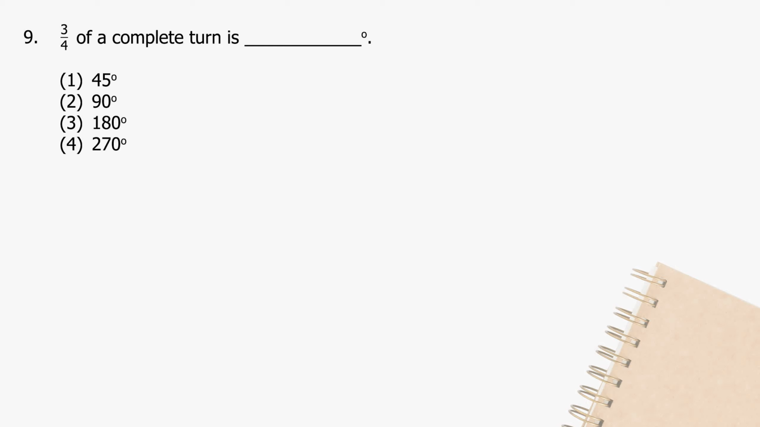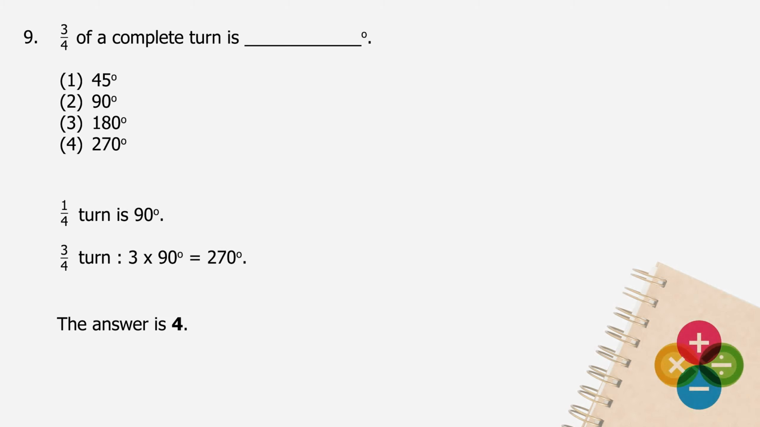Question 9. 3/4 of a complete turn is blank degrees. A 1/4 turn is 90 degrees. A 3/4 turn will be multiply 3 by 90 degrees, and the product is 270 degrees. The answer is 4.